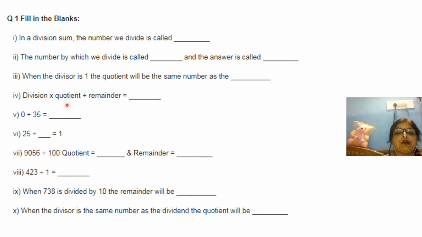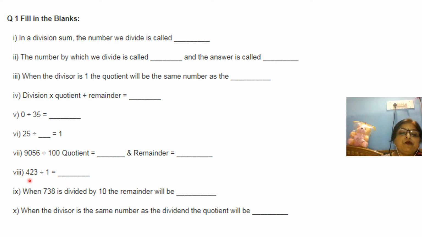Dividend is equal to divisor into quotient plus remainder, is equal to what? 0 divided by 35 is equal to what? 25 divided by how much will you get 1? If 9,056 is divided by 100, then what is the quotient and what is the remainder?